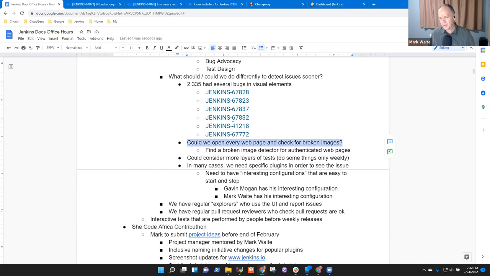Yeah, see, my problem with that kind of thing is that it's very human intensive. And this open-every-web-page task is very much robot work, right? A machine should be able to conceptually do this. It's expensive to run, but it's still cheaper than putting 10 human beings to do it. But we're saying that we do have people who are looking at this. Well, we have people who explore, yeah. Okay.